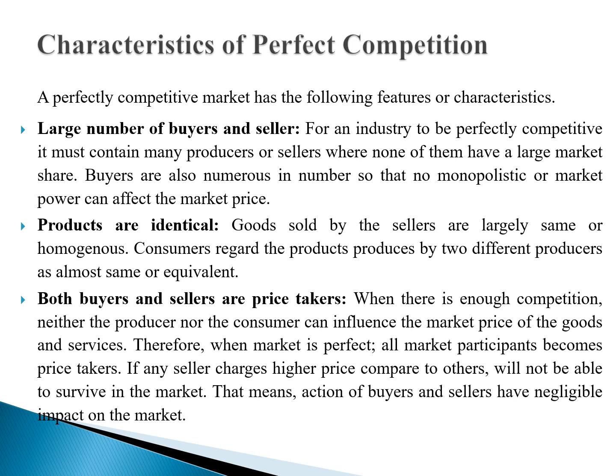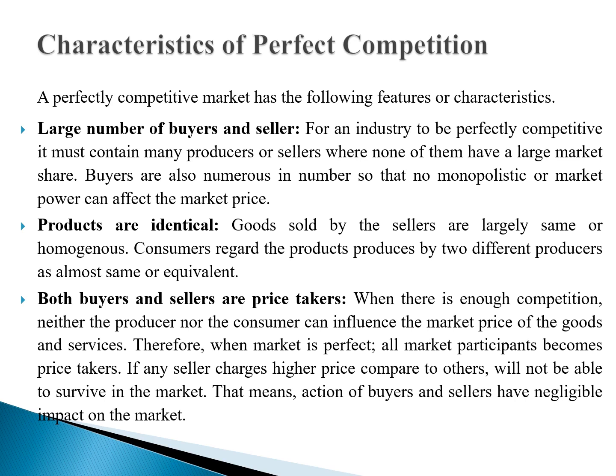Under the perfectly competitive market, products are identical in nature. So basically, goods sold by the sellers are largely the same or homogeneous, and consumers regard the products by two different producers as almost the same or equivalent.